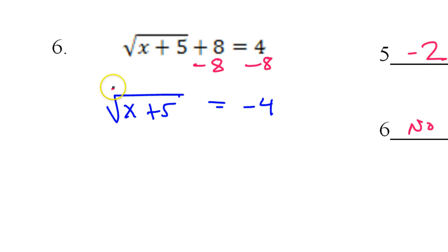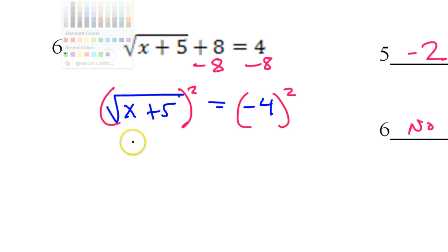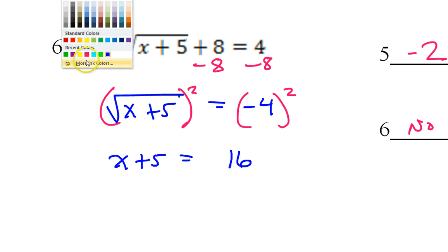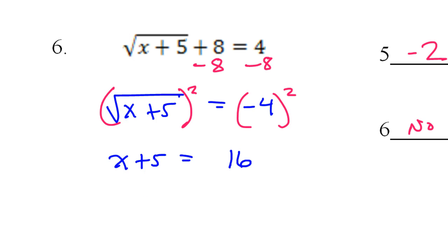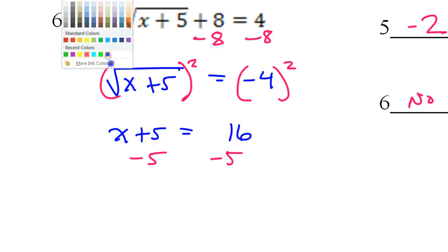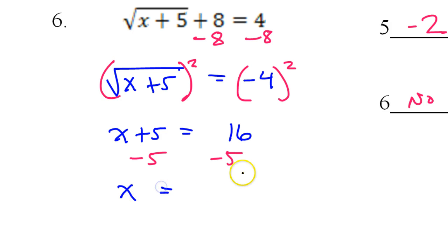Okay, I'm going to keep going with the problem, but whatever we get is not going to work. I can tell you right now. So say if we kept going. Now I squared both sides, so that's going to give me x plus 5 is equal to positive 16. Then we subtract 5 from both sides, and that's going to be 11.